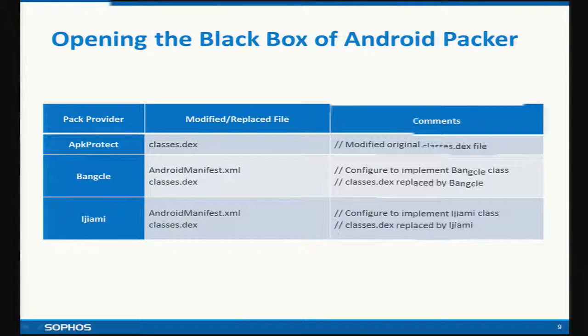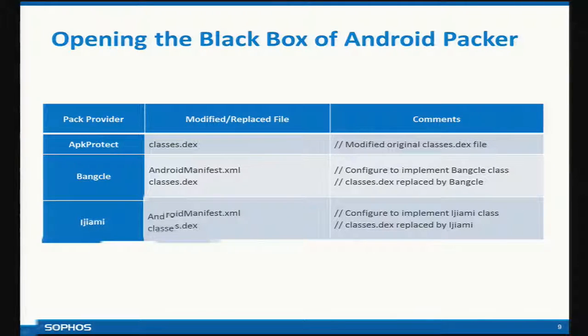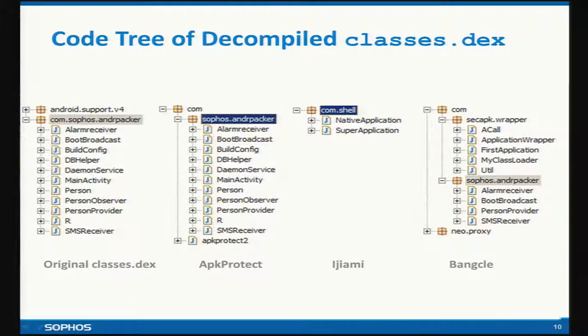The second table displays the modified or replaced files in the packed APK. APK Protector only modified the original DEX file, while Banco and iJiami reconfigure the XML file and replace it with a completely new class.dex. So let's take a look at the code tree of the decompiled class.dex for each of them.